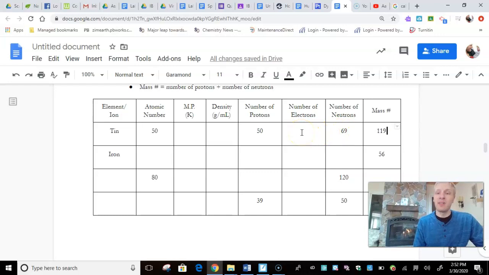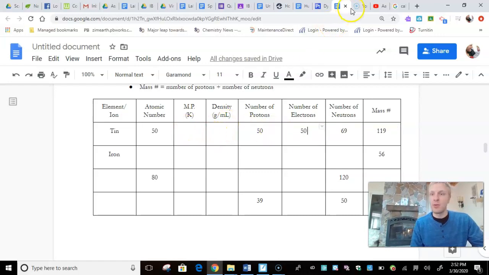Alright, then the number of electrons is always going to be the same as the number of protons. They always balance each other out, unless of course I have an ion where it's negatively or positively charged, then my number of electrons would be different. But in this case, there's no charge. So my number of protons is going to be the same as my number of electrons, which is 50.